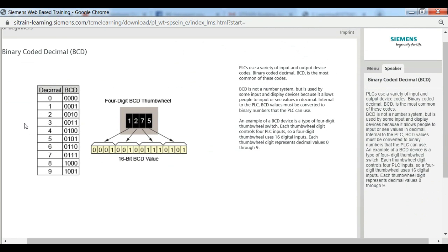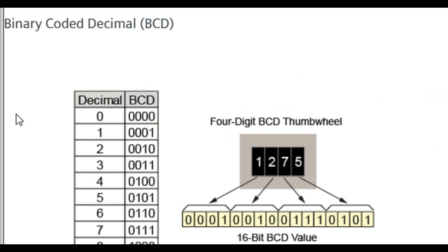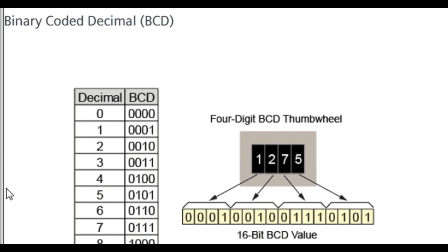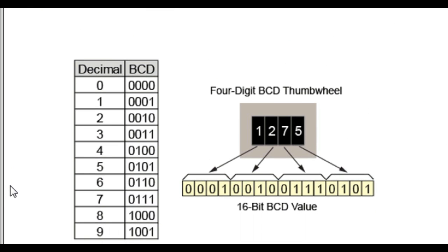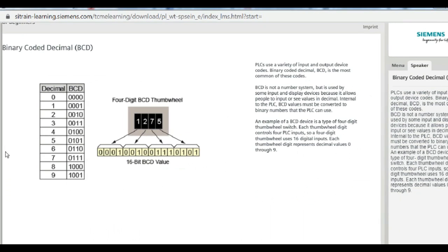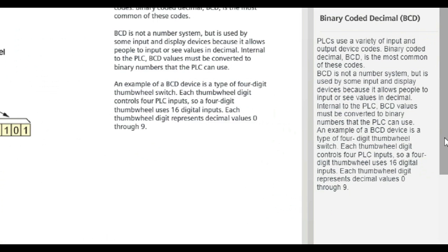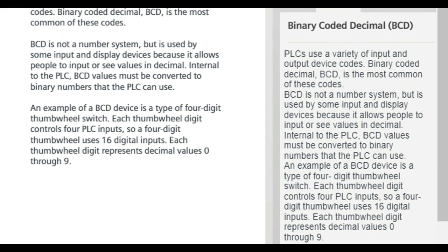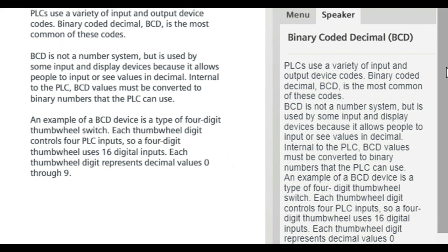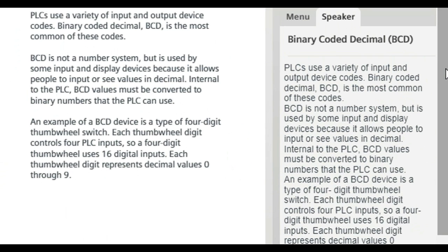PLCs use a variety of input and output device codes. Binary coded decimal, BCD, is the most common of these codes. BCD is not a number system, but is used by some input and display devices because it allows people to input or see values in decimal. Internal to the PLC, BCD values must be converted to binary numbers that the PLC can use.